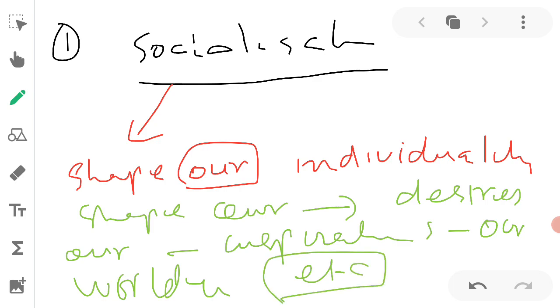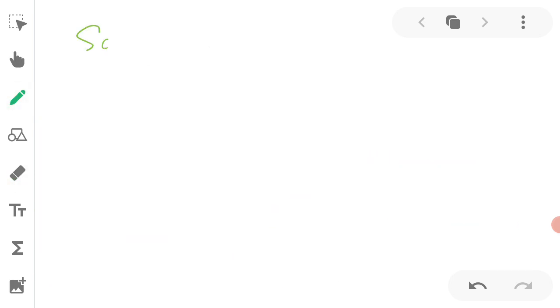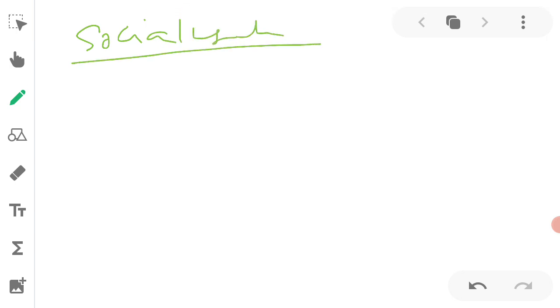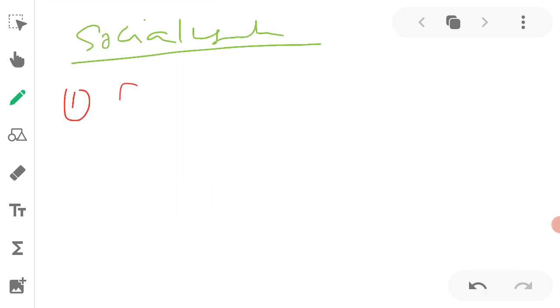And this socialization occurs through or within social institutions. So the most important of them is family. And the role of family changes in different historical configurations, but the role is there.